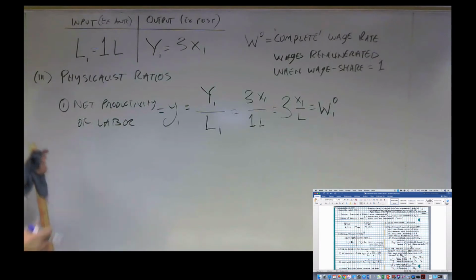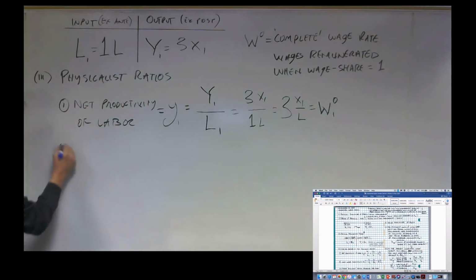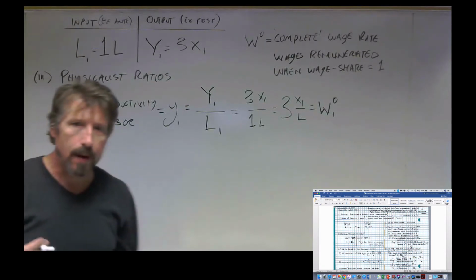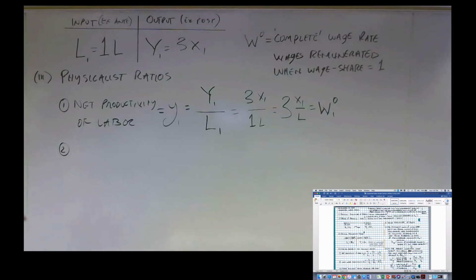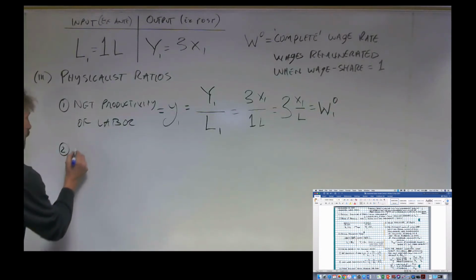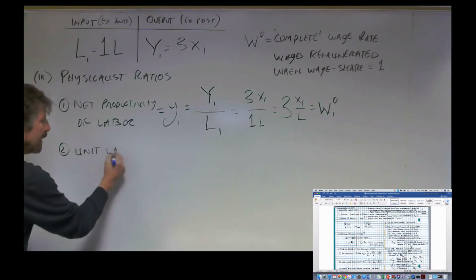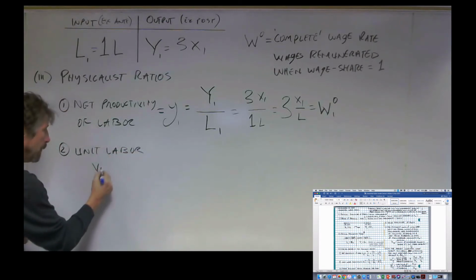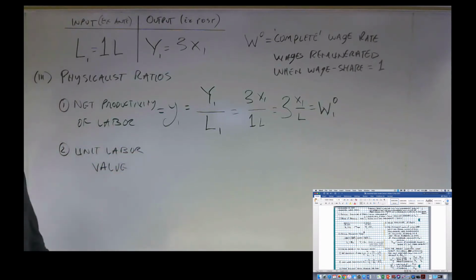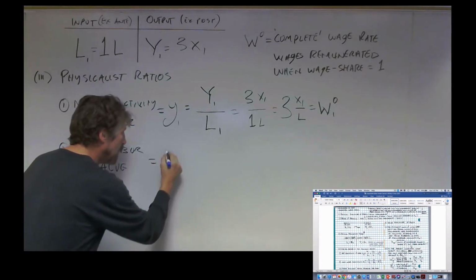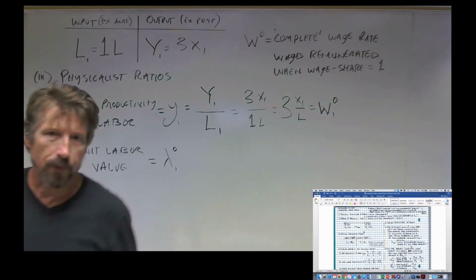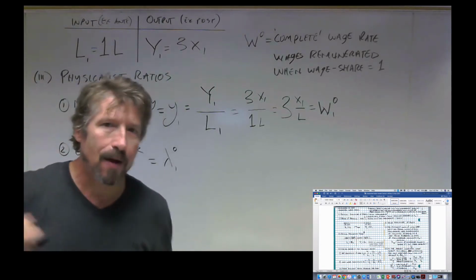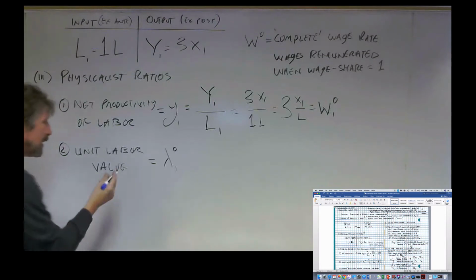So again, we're really focused on the labor productivity. And then the second physicalist ratio is going to be the unit labor value. It's going to be equal to L over Y. This is your unit labor value. We're going to denote our labor value by lambda, lambda 1. Really, it's going to be lambda 1 superscript 0. It's going to be the labor value at the pure wage regime of distribution.